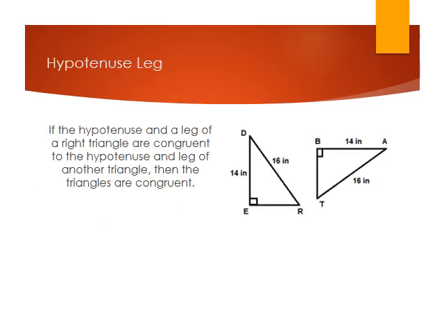All right, so we have the hypotenuse leg theorem. The hypotenuse leg theorem, or HL, says that if the hypotenuse and a leg of a right triangle are congruent to the hypotenuse and leg of another triangle, then the triangles are congruent. So I've got a right triangle. I know that because of my markings. And I've got DE congruent to AB, and that's a leg.